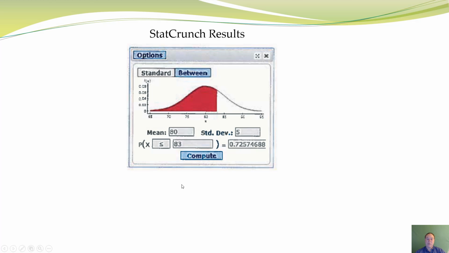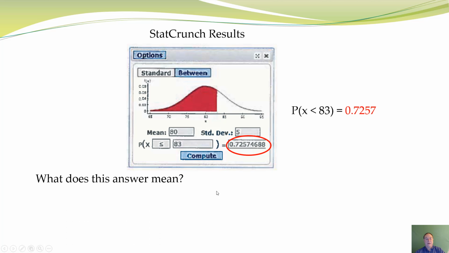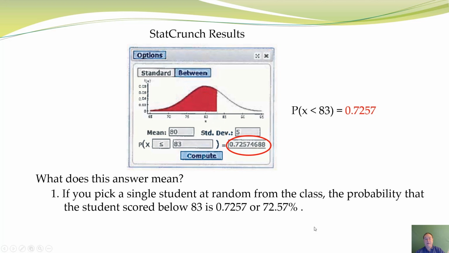Now, let's go back to what we talked about: interpreting the answer. The answer is 0.7257. What does this answer mean? Well, if you pick a single student at random from the class, the probability the student scored below 83 is 0.7257 or 72.57%. So that's the probability part of the question.